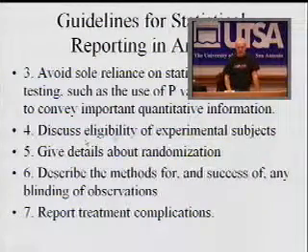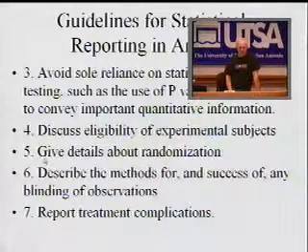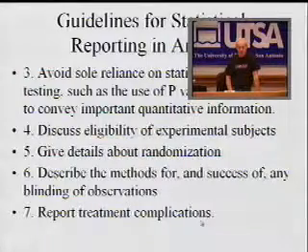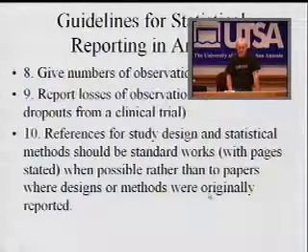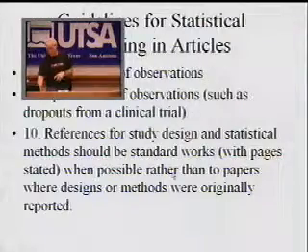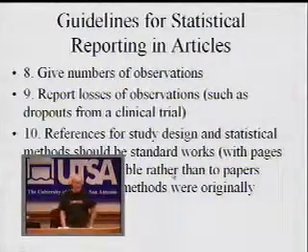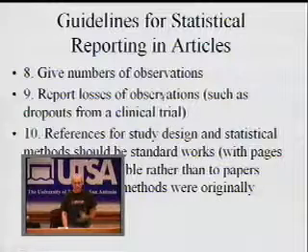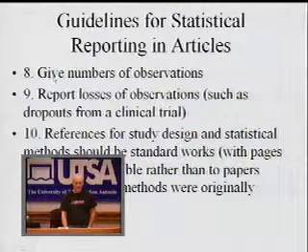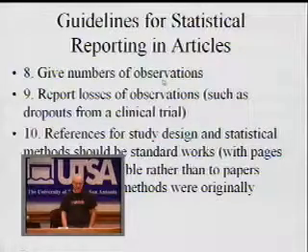So discuss the eligibility of the experimental subjects, obvious for human subjects, even the animals as well. Give details about randomization, describe the methods for and success of any blinding observations, report treatment complications. So I know this is just a long list, but we're going to go through virtually each of these and study them in detail to understand their importance and why they should be listed under the guidelines for statistical reporting in the articles. Numbers of observations, so the number of animals in each group, the N value.